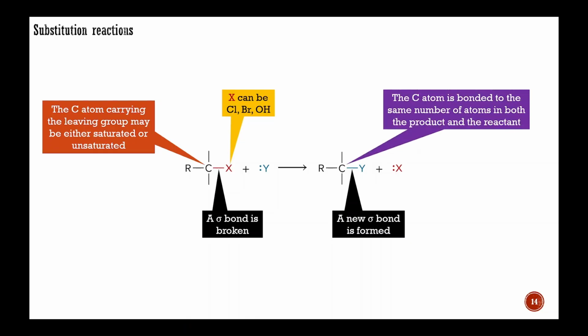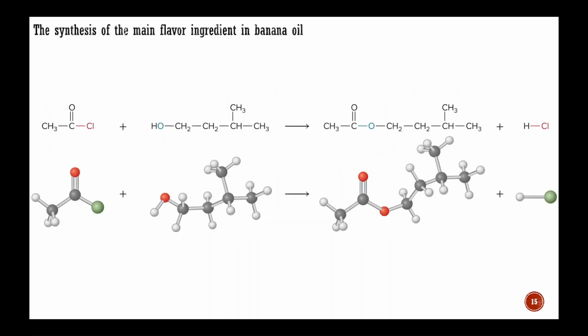Finally, in these reactions, the carbon atom is bonded to the same number of atoms in both the product and the reactant. This characteristic can help you identify whether a given organic transformation is a substitution reaction. As an example, here you can see the synthesis of the main flavor ingredient in banana oil, where a chlorine atom attached to a carbonyl group is replaced by an oxygen atom from an alcohol.